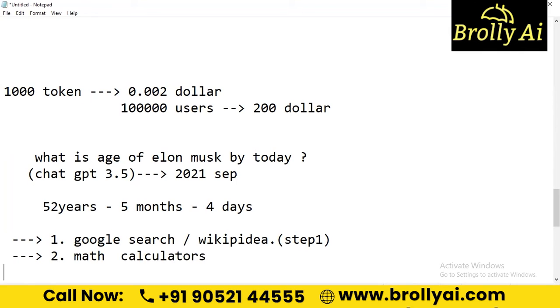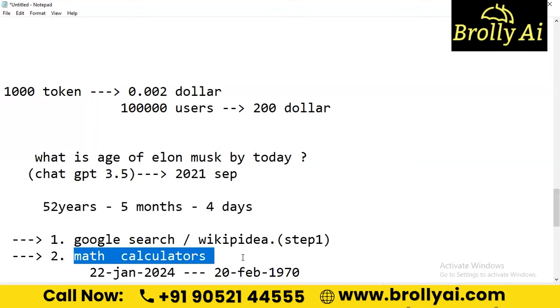For example, today's date is 22nd Jan 2024. For example, Elon Musk's date of birth is something, for example, 20th February. For easy calculation, I am giving 1970. So current date minus his date of birth will give you the total number of days. Total number of days divided by 365 gives the number of years. To do those date calculations, you need separate math calculators.